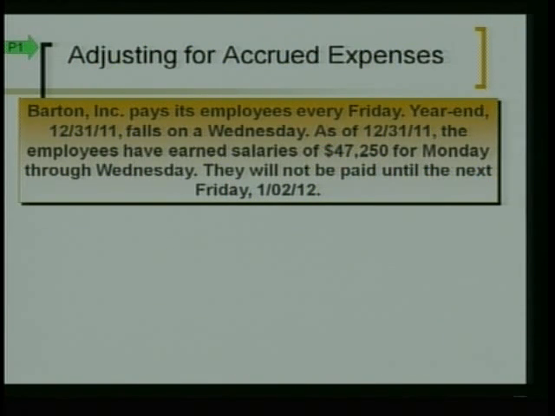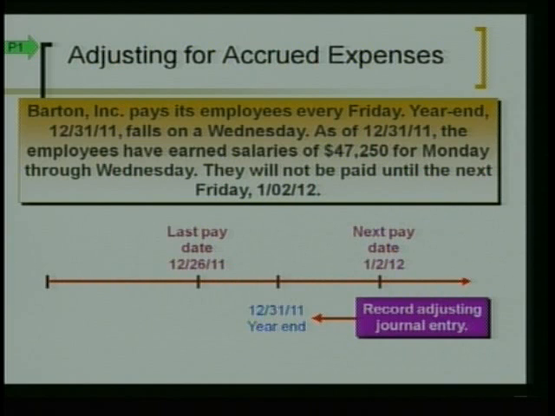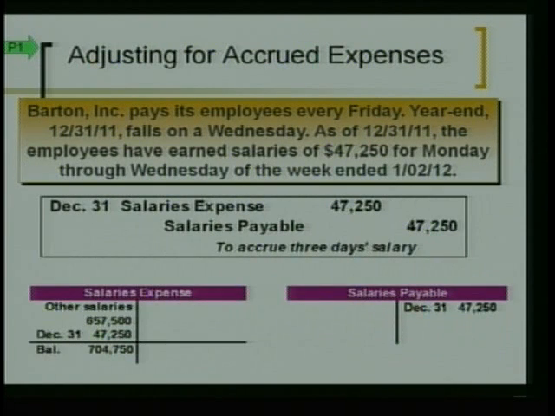And do you see how for a company like Sprint, this could be a big, big amount of money, couldn't it? So even though we do not have to pay them on 12/31/11, and even though we're not going to pay them on 12/31/11, we need to show an adjusting journal entry so that we properly get that liability of $47,250 on our books. And we need to book that expense in the proper period. If we don't make this adjusting journal entry, then our liabilities are understated and our expenses are understated. Thus, our net income is overstated.